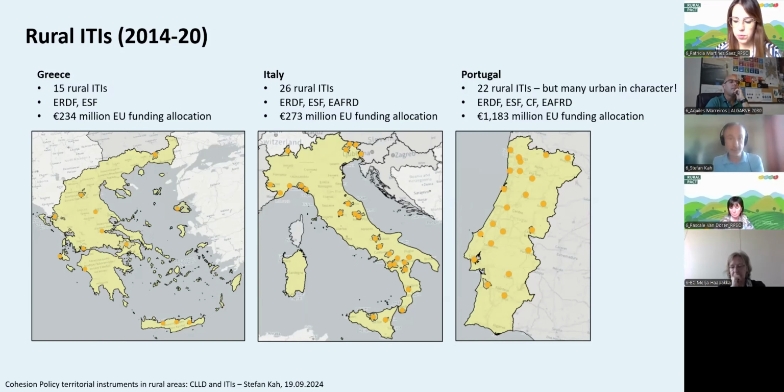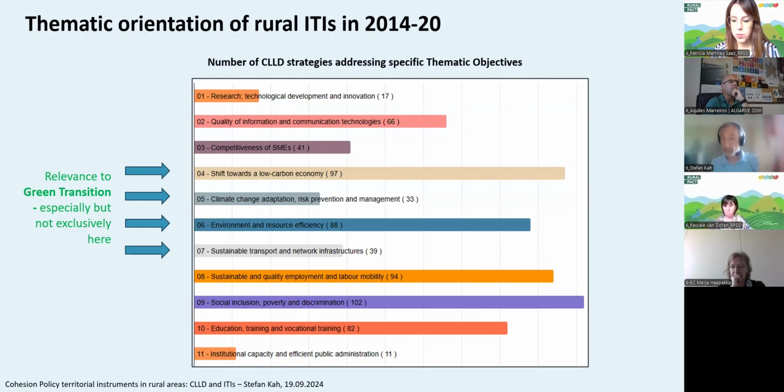And now, last slide. How does this link to the green transition theme? Just to show you the relevance of this. This shows you the thematic orientation of rural ITIs in the past. A different system is now in place for 21-27. Mirja showed you the policy objectives, and it's categorized in a different way. Here, these were so-called thematic objectives, but I highlighted those which have the greatest relevance for the green transition, just to show you that what happened in ITIs in the past programme period is indeed relevant, and I would expect that similar topics will be addressed again.